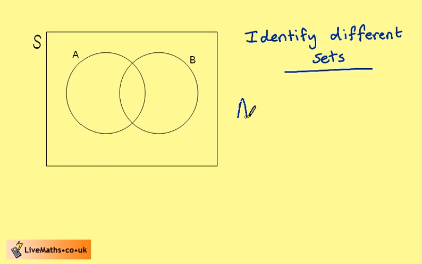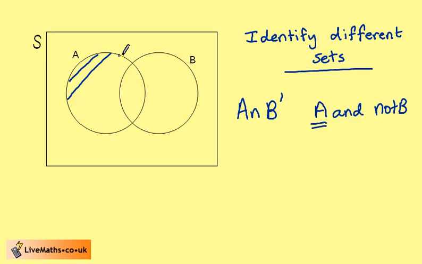We're now going to identify A intersection B dash. Remember, B dash represents the complement of B, or not B, which means everything outside of B. So in English, this is A and not B. So first let's shade A. So we shade everything within the A circle.